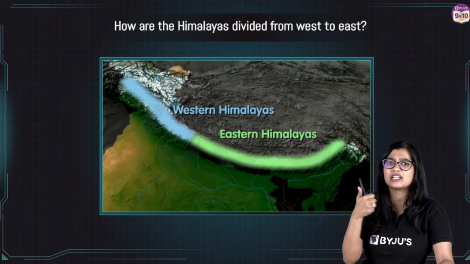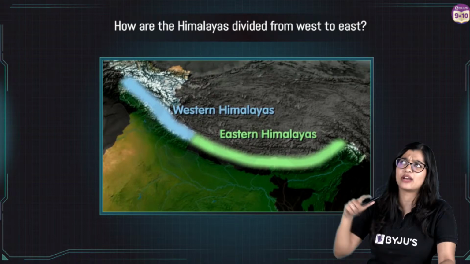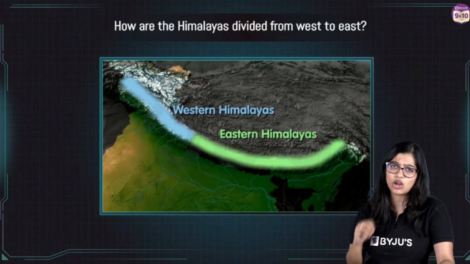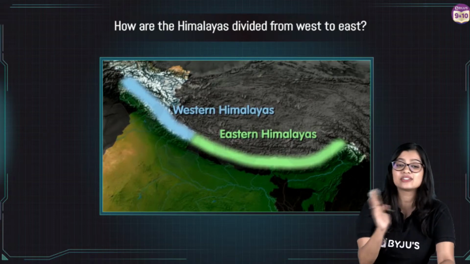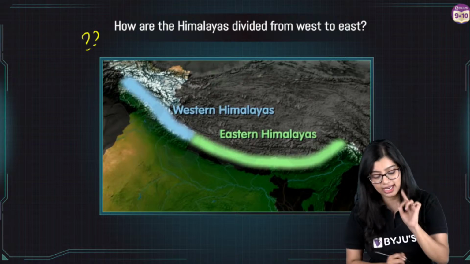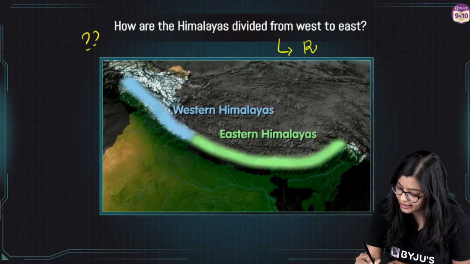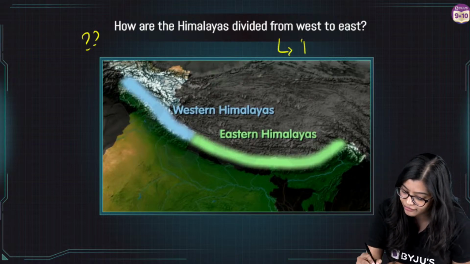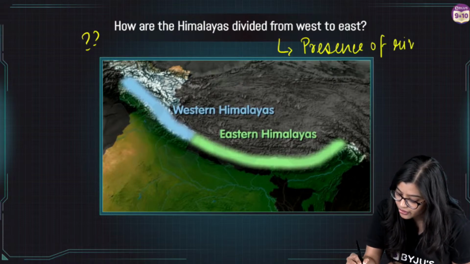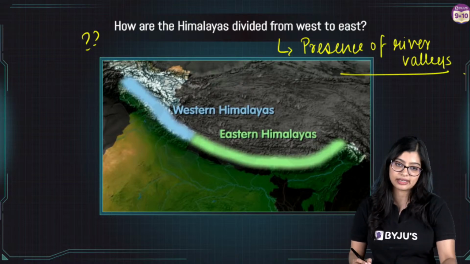Like I could be divided based on the kind of peaks that it had. I could divide it based on what was the internal composition. So I was able to do all of this. But what about from west to east, right? How am I able to divide that? Very good, right? I am able to divide this based on the presence of river valleys. So based on the presence of river valleys, I am able to do this demarcation.